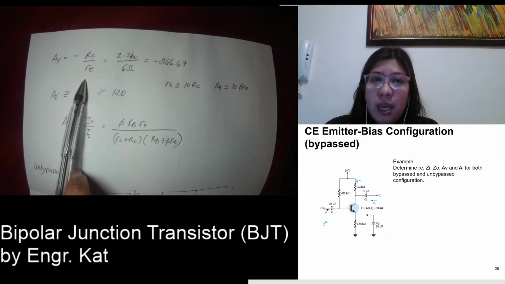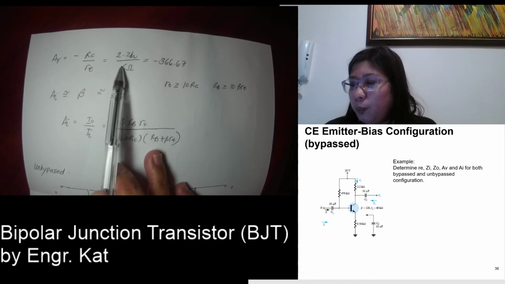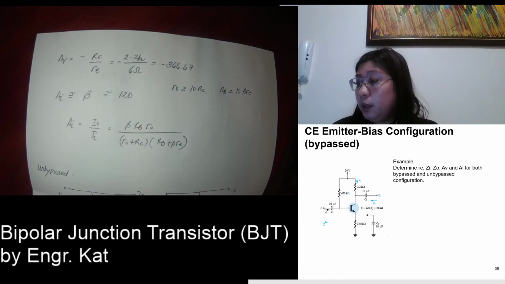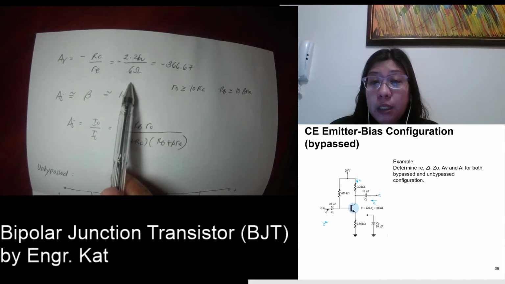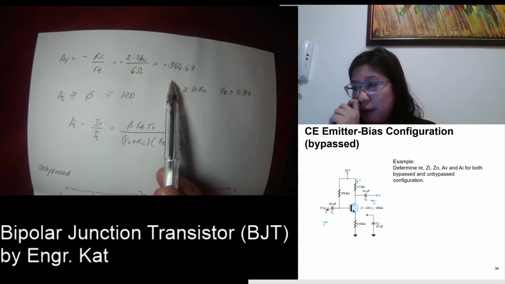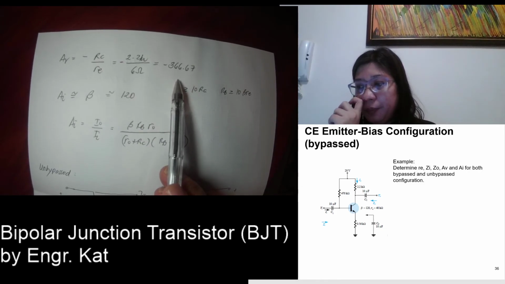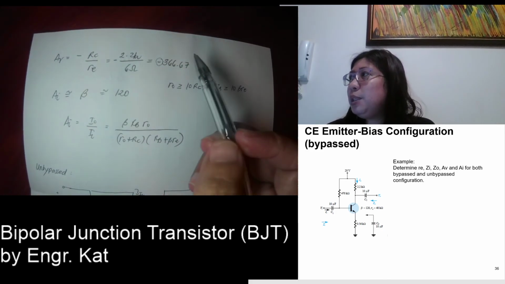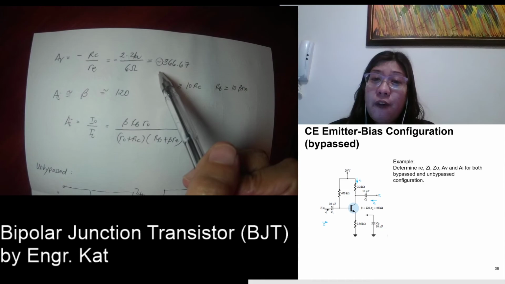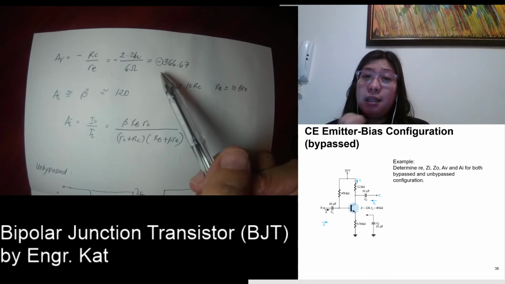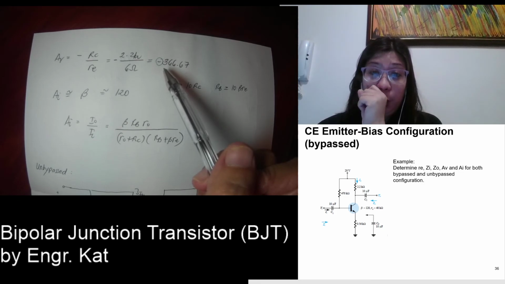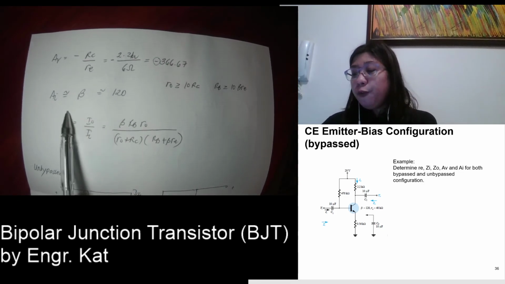So RC divided by RE, that will give you 2.2. Sorry, I forgot the negative sign there. So you have here negative 2.2 kilo ohms divided by 6, which is our RE. That will give us negative 366.67. So what do we mean by the negative sign here again? The negative sign signifies that your output voltage is 180 degrees out of phase with your input voltage. Okay?